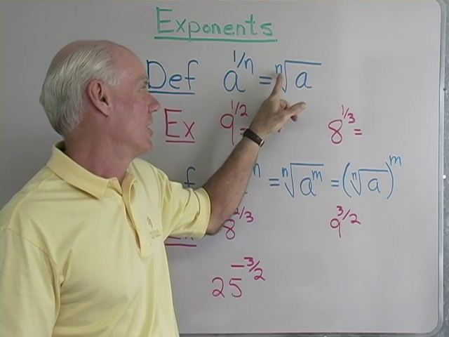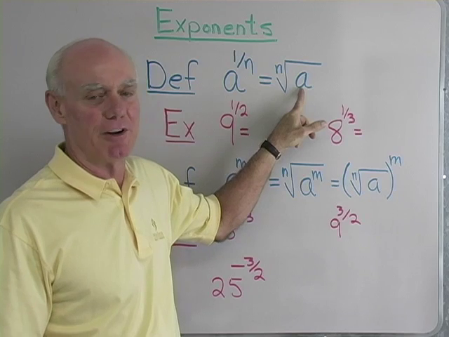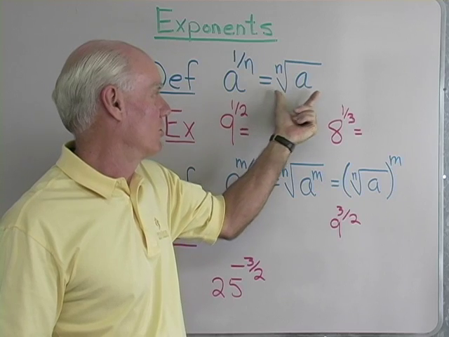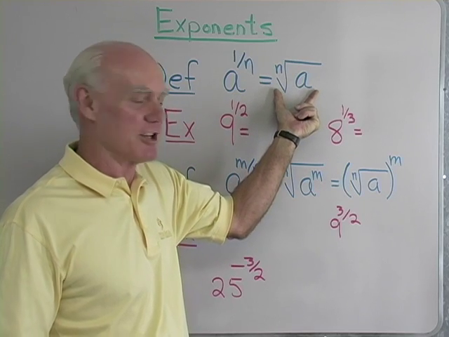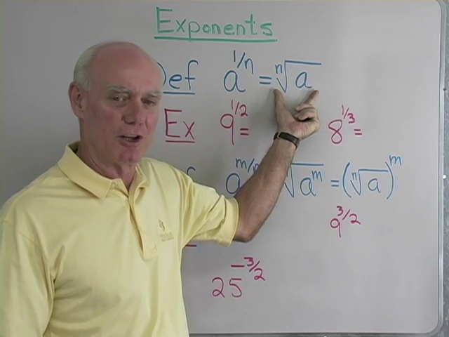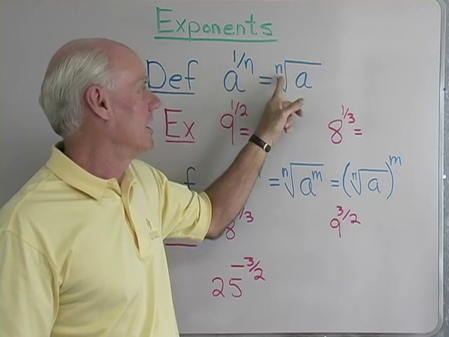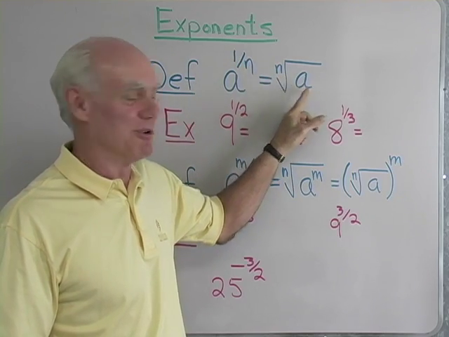Now we want to make sure that if we have any square roots here, we don't have negative numbers under the radical. So we'll just say this definition works for anything that's defined to be a real number. We're going to leave out complex numbers for the time being. So a to the 1 over n is defined to be the nth root of a.